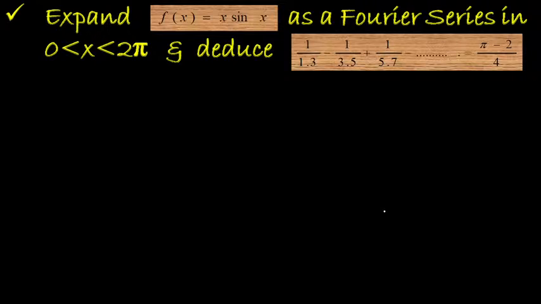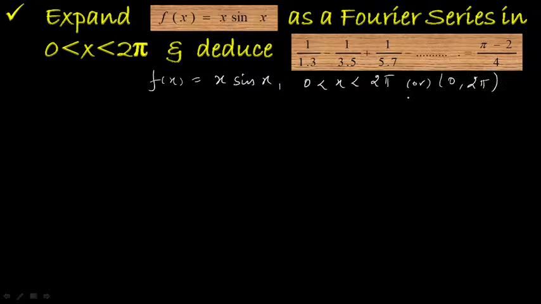First, we have to find the Fourier series for the given function f of x is equal to x sin x, which is defined in the interval 0 less than x less than 2 pi, or you may write this as in an open interval 0 comma 2 pi, both are the same.